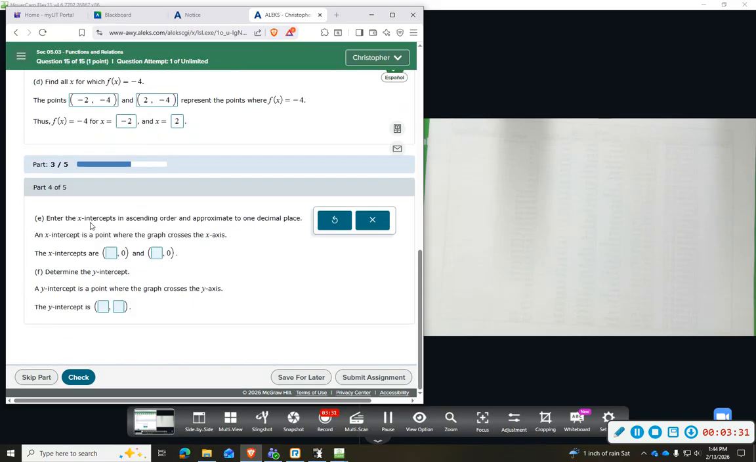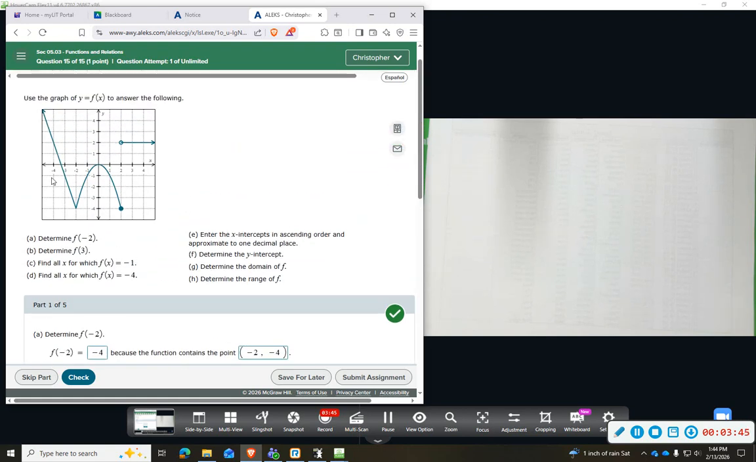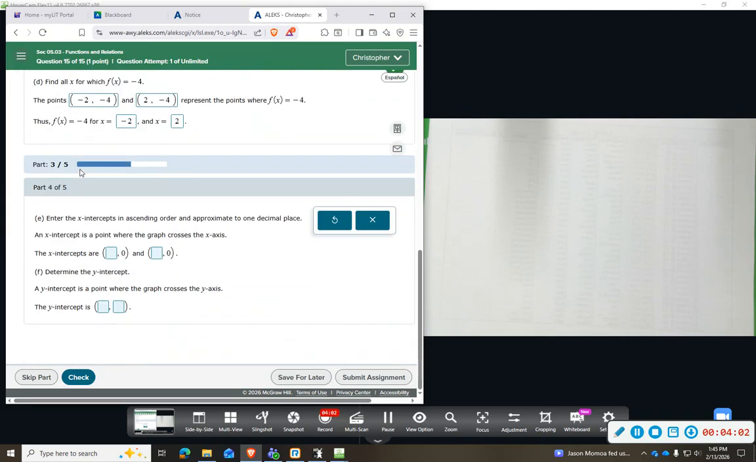E, we're going to enter the x-intercepts in ascending order. Approximate to 1 decimal place. It says an x-intercept is a point where the graph crosses the x-axis. So we're going to look and see where this graph crosses the x-axis. Okay. So this point right here at 0, and then over here, this looks like maybe -3 point, not quite a half. We can say 3.2 or 3.3. So let's say -3.2 and 0, kind of going in ascending order, smallest to largest.